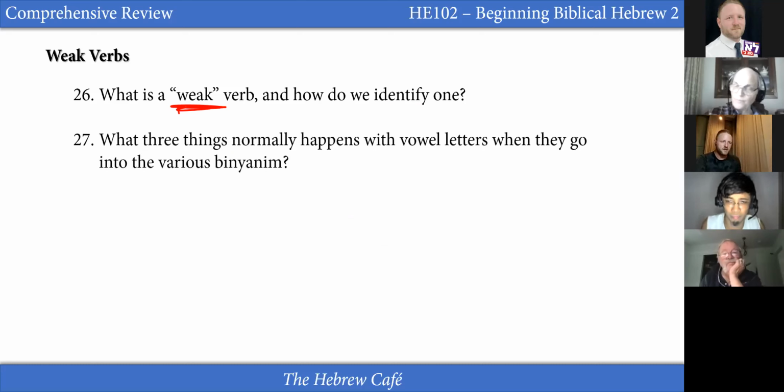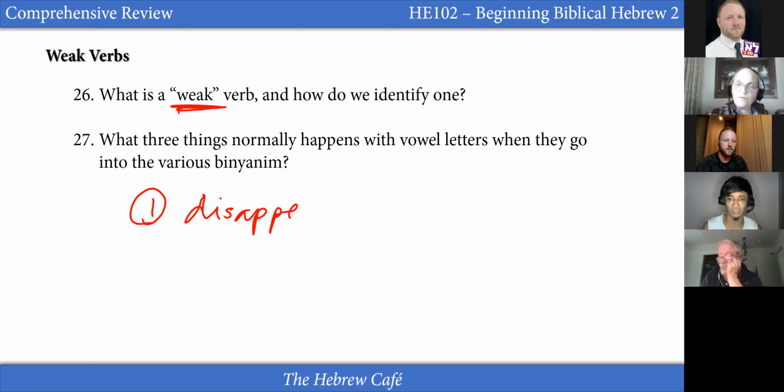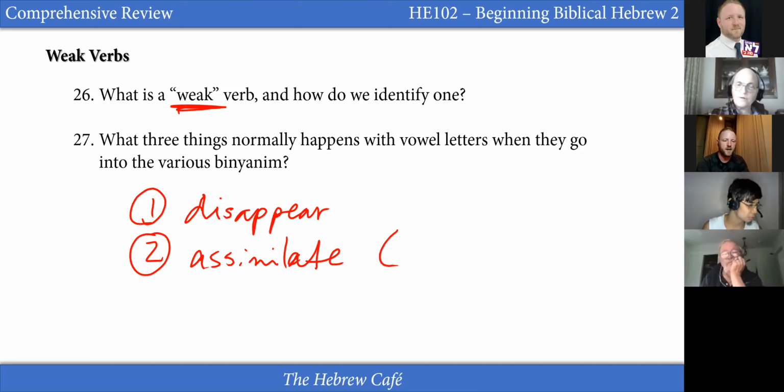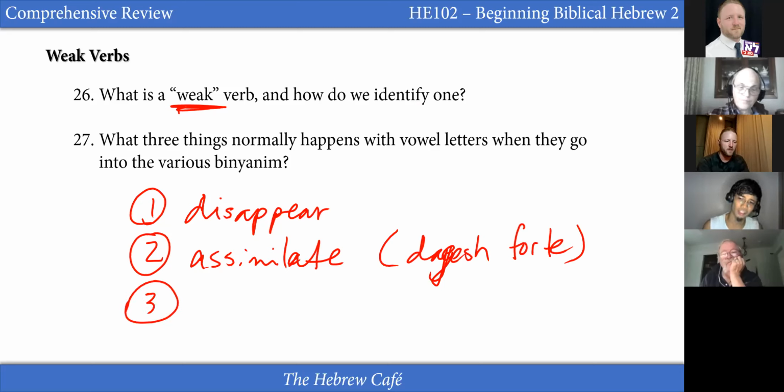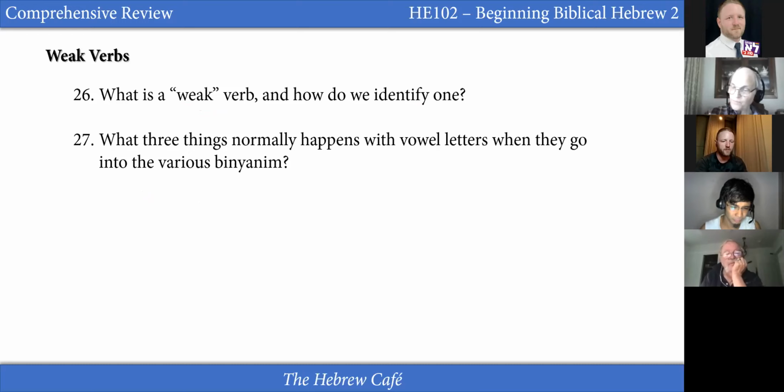Okay. What three things normally happen with weak letters when they go into the various binyanim? We already said that they can disappear. They can assimilate, doubling into the next letter, and they assimilate as dagesh forte, dagesh chazak, generally. Or they transform. They morph into something else. These are the three things. They disappear, assimilate, or transform into something else.